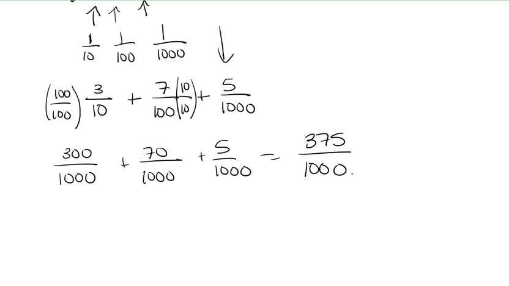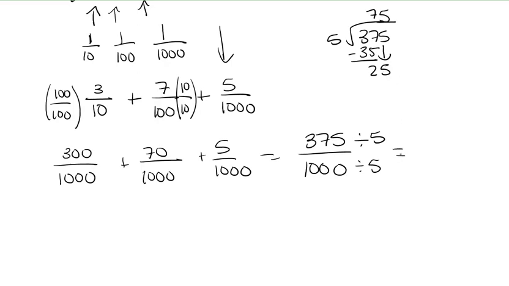Now, what we would need to do next would be to divide by 5 on the top and the bottom, so we can reduce it to its lowest terms. So 375 divided by 5, 5 goes into 37 7 times, so we get 35. We go ahead and subtract. 7 minus 5 is 2, 3 minus 3 is 0. Now we have 25 as we bring down the 5. 5 can go into 25 5 times. So on the top we have 75.